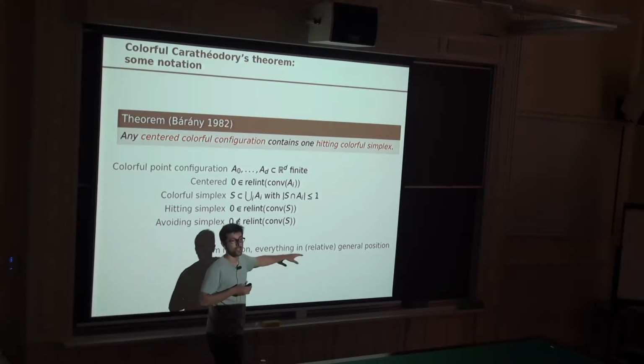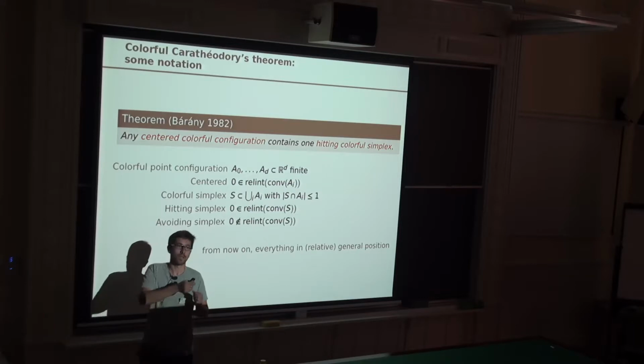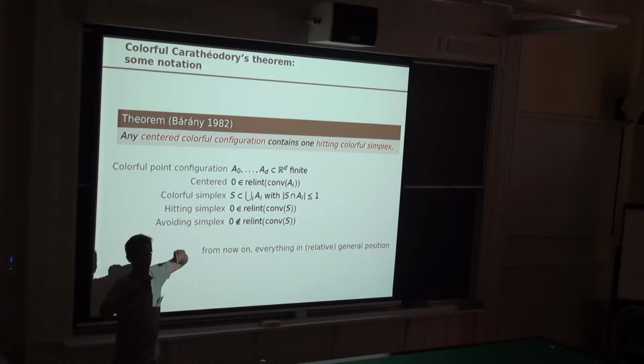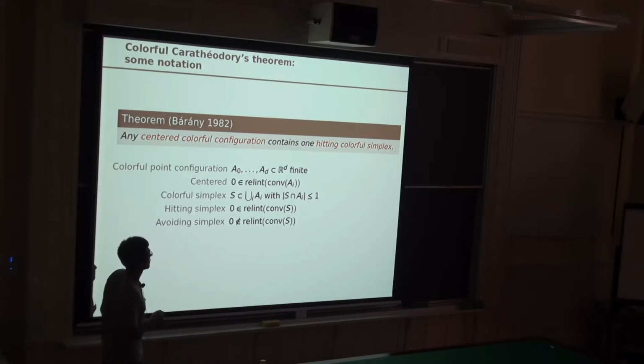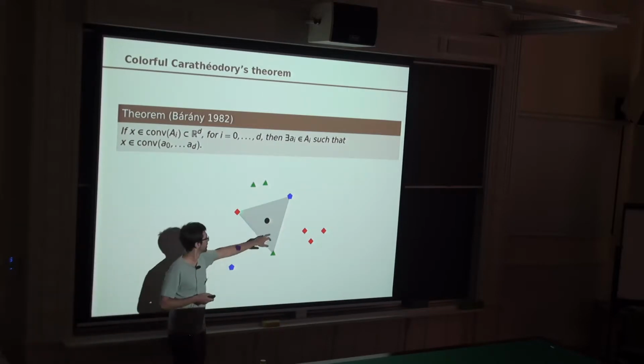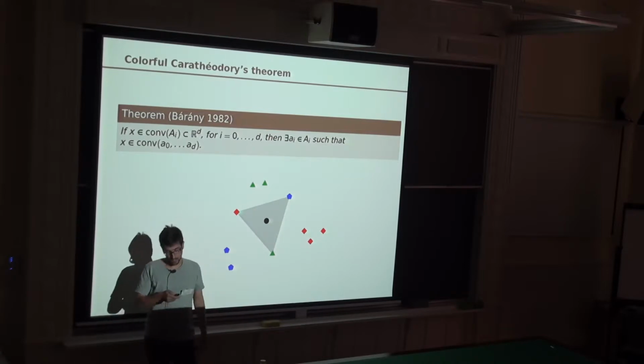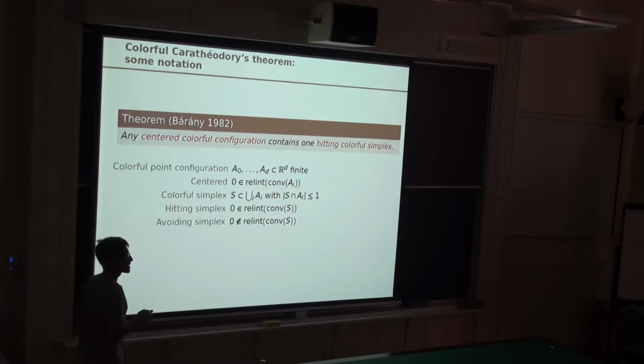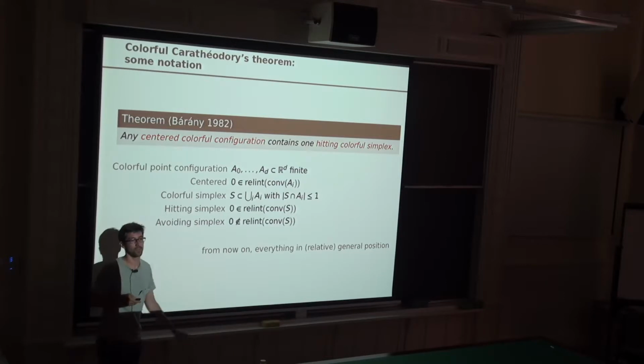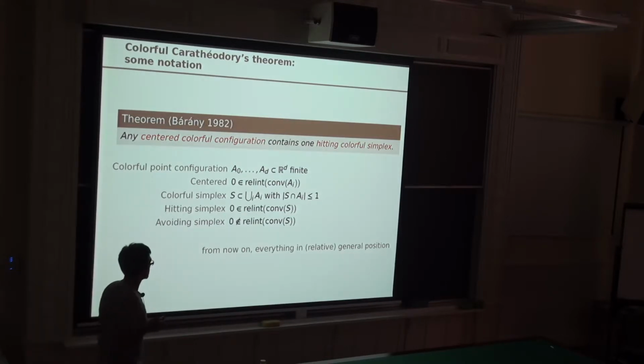So this relative general position, for example, is enough if we assume that there's no low-dimensional colorful simplex that contains the origin. So I would not allow to have the origin here, for example. Well, some things can be avoided. You don't really need to do this, but it makes my life easier.